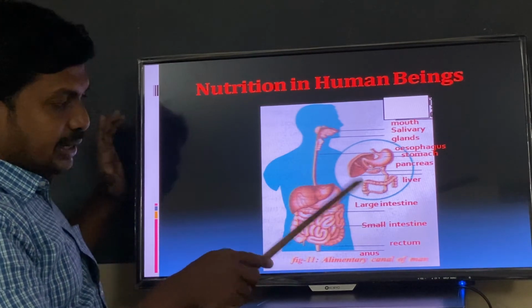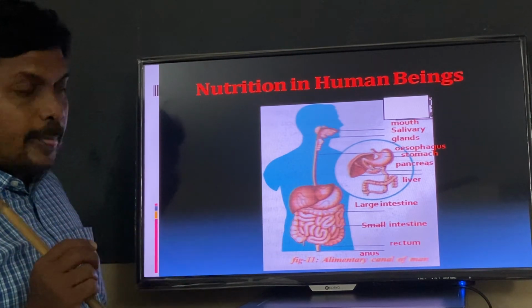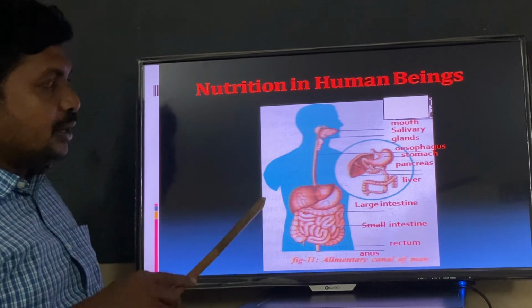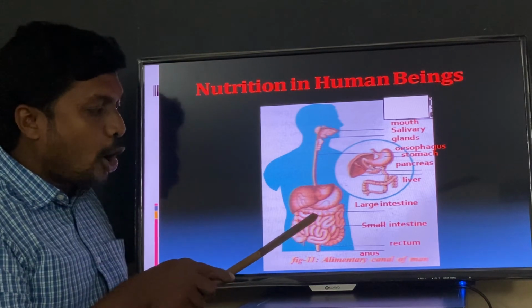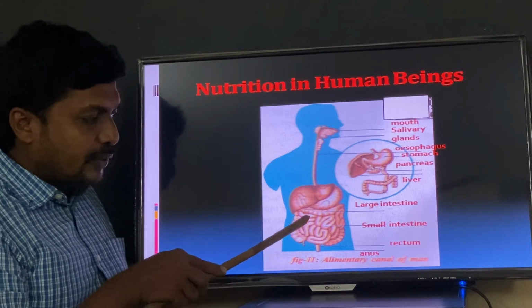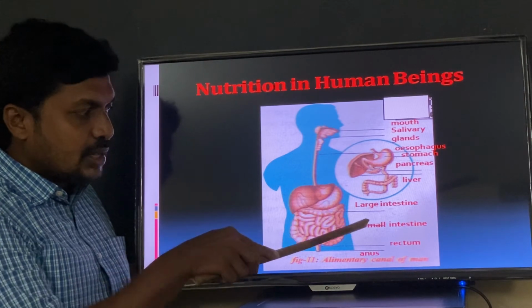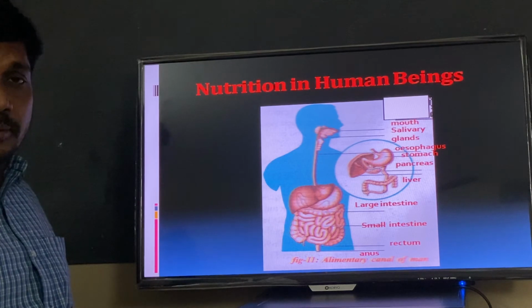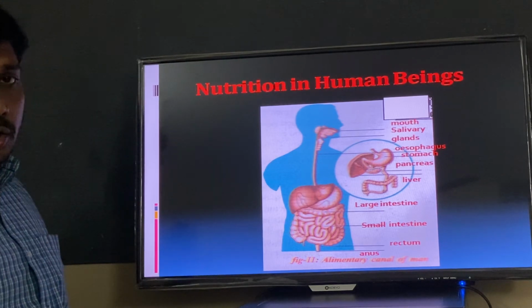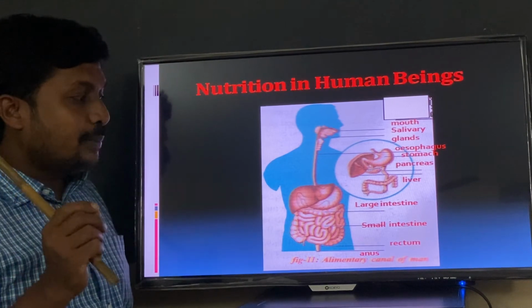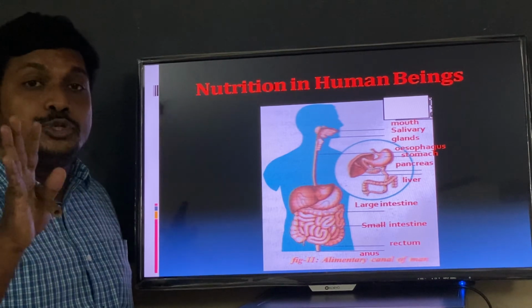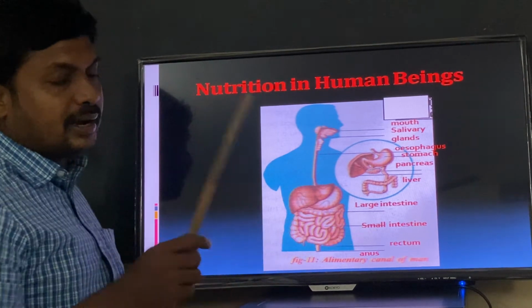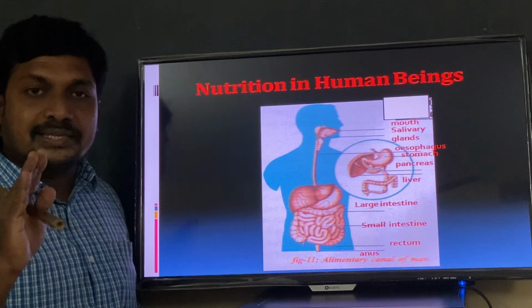The length of small intestine is 7 meters. This is the largest part in the human digestive system. It is a coiled pipe. See here, we can find some coiling structure, that is known as small intestine. In the human digestive system, enzymes are released in the form of juices. Small intestine releases a juice known as intestinal juice.